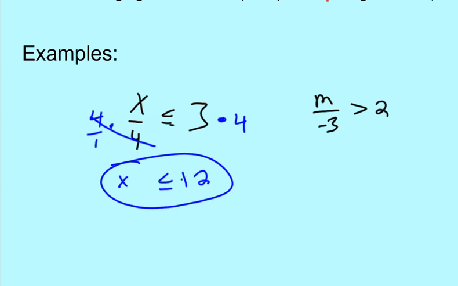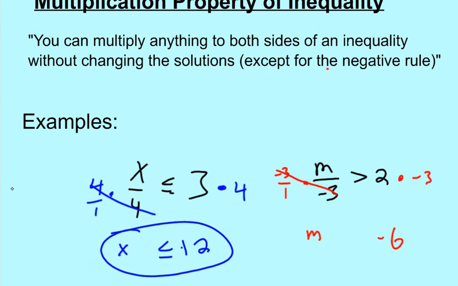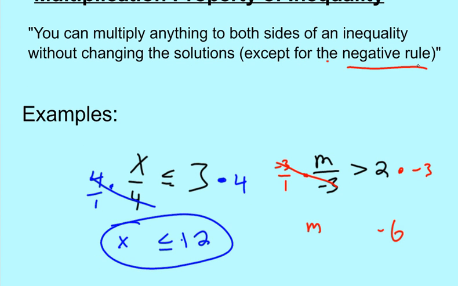Now the second one you might see is a little bit different because you have to multiply both sides by negative 3 to cancel that out so that the m is by itself. Multiply this side by negative 3, which is negative 2 times negative 3, which is 6. Now the symbol flips because of that negative rule. If you multiply both sides by a negative, you flip the symbol, so it's going to be less than. M is less than negative 6.